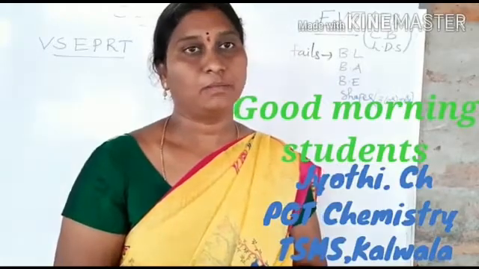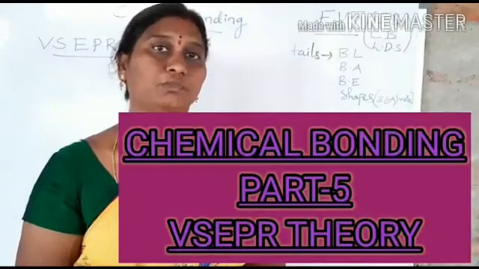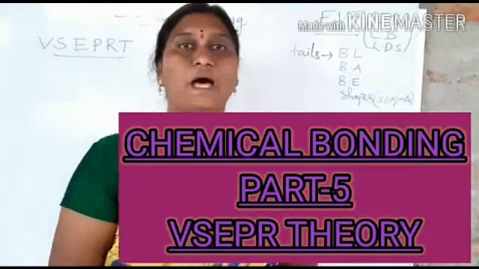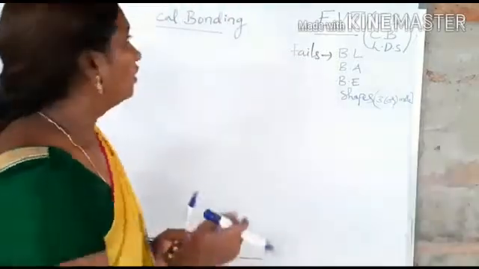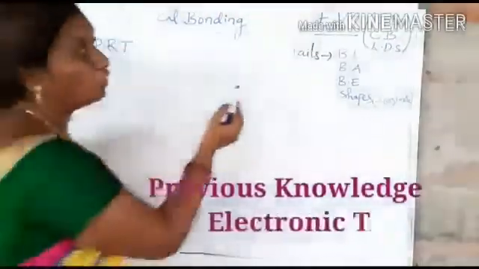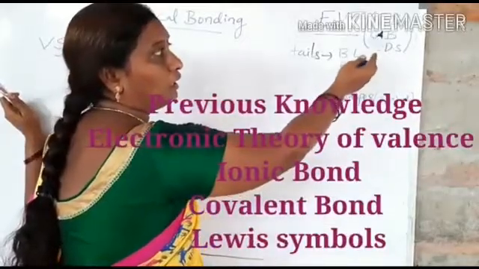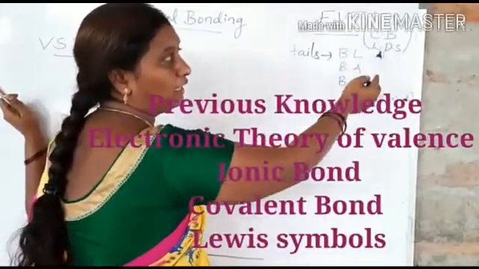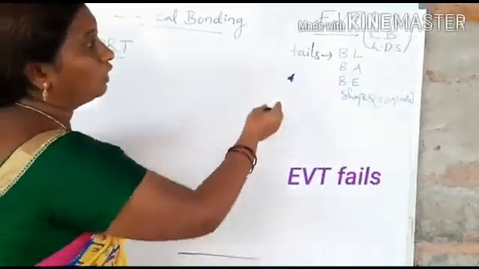Already I explained to you about chemical bonding in the previous parts. So today we will go for the next part of chemical bonding, that is valence shell electron pair repulsion theory. Okay students? Previously I explained to you about the electronic theory of valence. In that you learned about the ionic bond, covalent bond and Lewis dot symbols with a few examples.